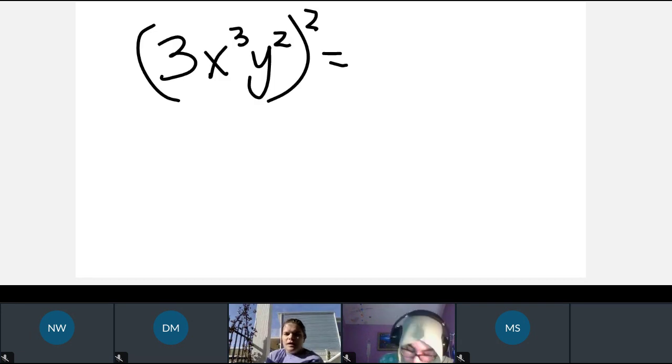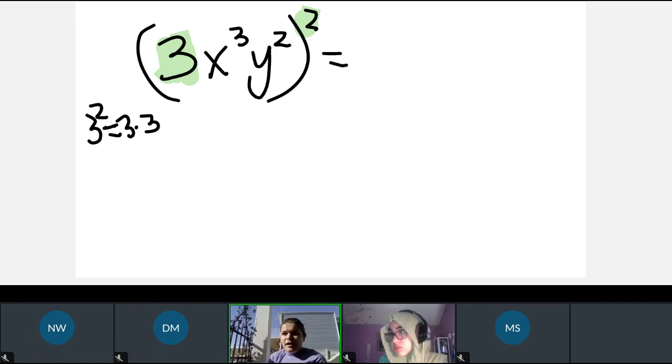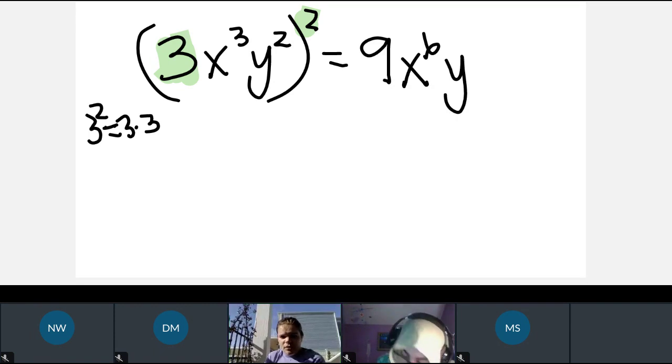Okay, this is where this can get tricky. We have a number, a coefficient. The coefficient gets squared like normal. The coefficient does not go 3 times 2, okay? Because 3 squared is not 3 times 2, it's 3 times 3. So you still have to apply the exponent to the number. 3 squared is 9. Then we would have x to the 6th, y to the 4th.